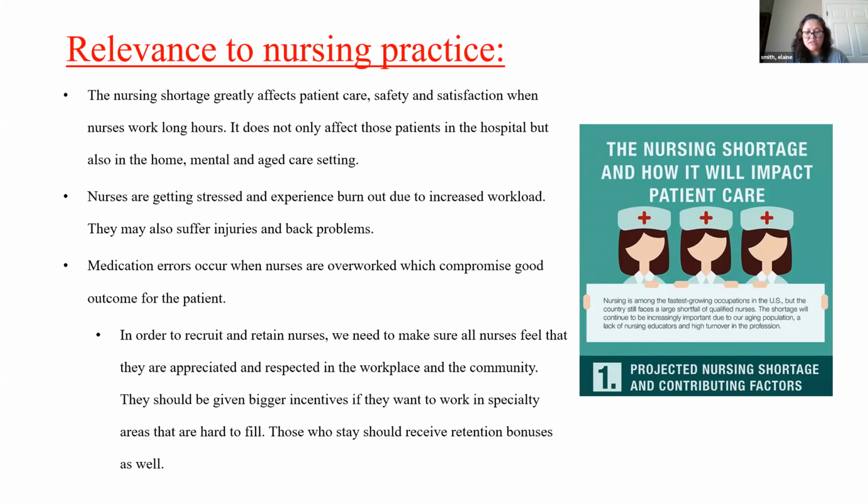They should be given bigger incentives if they want to work in specialty areas that are hard to fill, and those who stay should receive retention bonus as well.